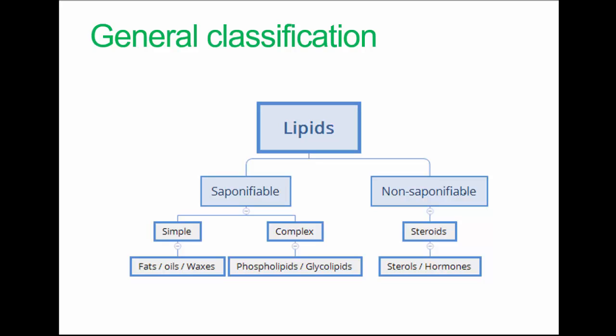From a food and nutrition perspective, we're mostly interested in simple lipids, though probably not so much waxes, but fats and oils are obviously right within our ballpark. Phospholipids, glycolipids, sterols and hormones are obviously important in nutritional terms, but they're a bit outside the scope of this particular module. And as I say, food science and chemistry.